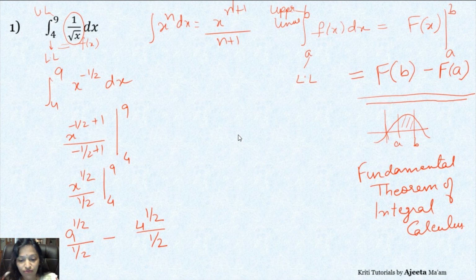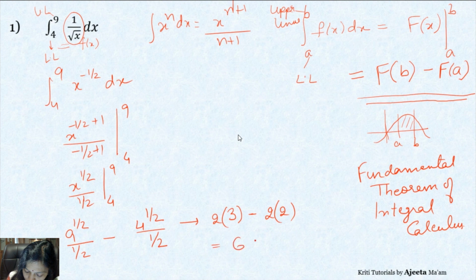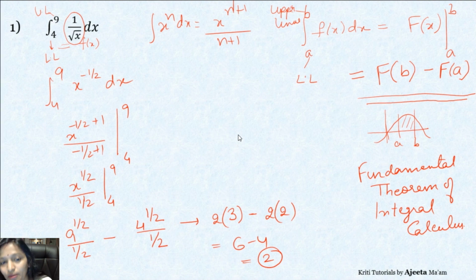So here also we have done. Now let's find out our final answer. So 2 will go up, 9 raised to half is 3, and here 2 will go up, 4 raised to half is 2, so we get 6 minus 4, so our answer is 2. Simple concept, very simple concept. The only thing you have to do is take the value at the upper limit minus the value at the lower limit, and that gives you the value of the definite integral.